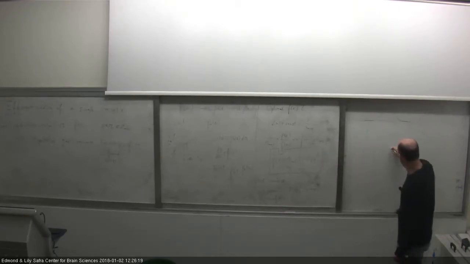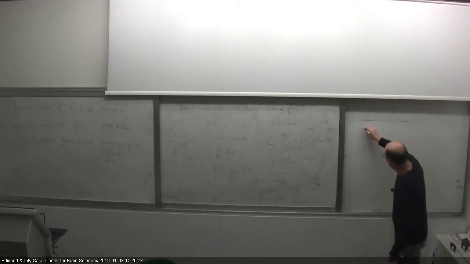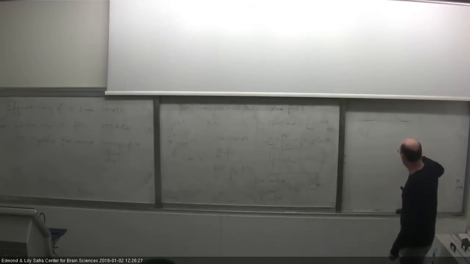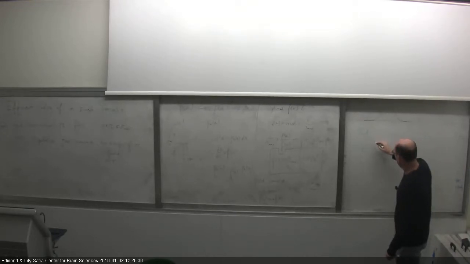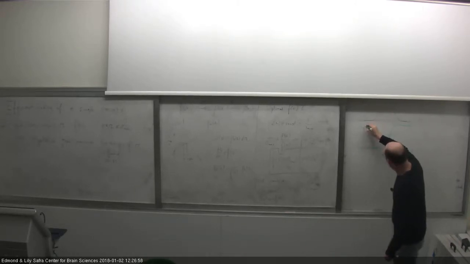So F of X in this case, between R max and zero, and this is X, will be something which almost doesn't vary, and then it will have maximal slope here. I put the R max in the wrong place, and this is F of X.